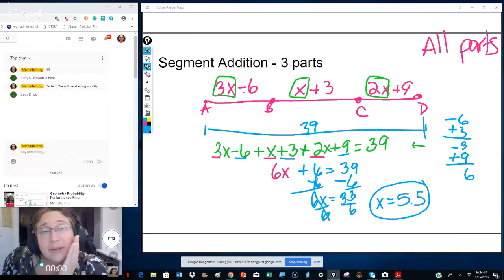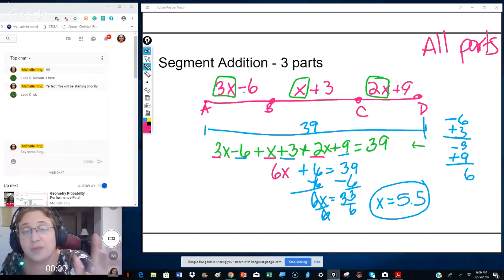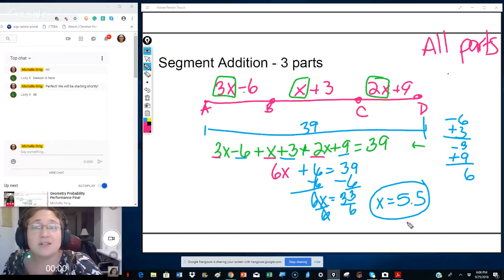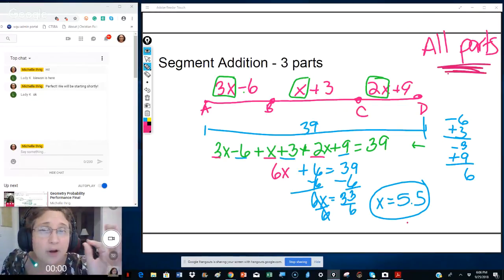Oh my gosh, we got a decimal. It must be wrong. Nope. You're going to get decimals from me. It's no big deal. Now, this would have been done if it asked us to solve only for x, but we want to solve for all of the parts.